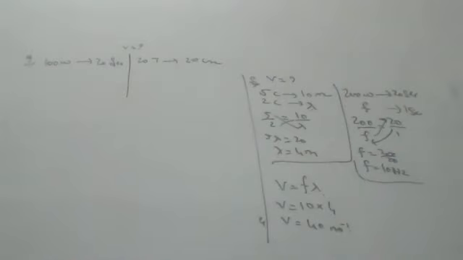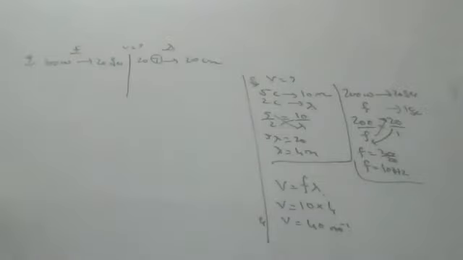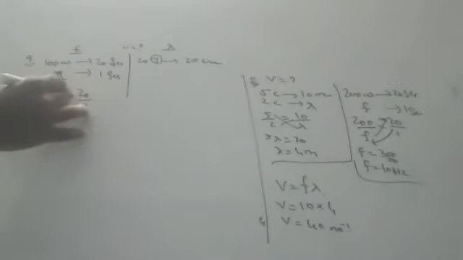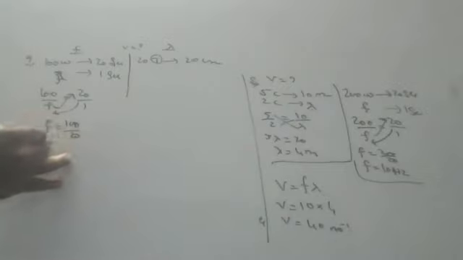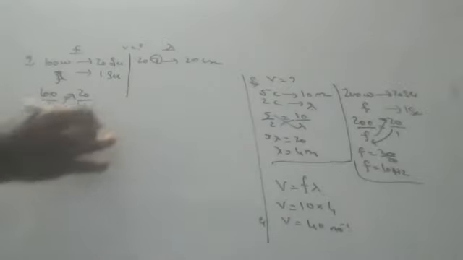Same, children, no panic. Here you get frequency, here you get wavelength. Whether it is crest or trough, it is the same. But 100 waves are occurring in 20 seconds, means in 1 second, how many waves will occur is your frequency. So 100 by f is equal to 20 by 1. Frequency is equal to 100 by 20. Frequency is equal to 5 hertz.